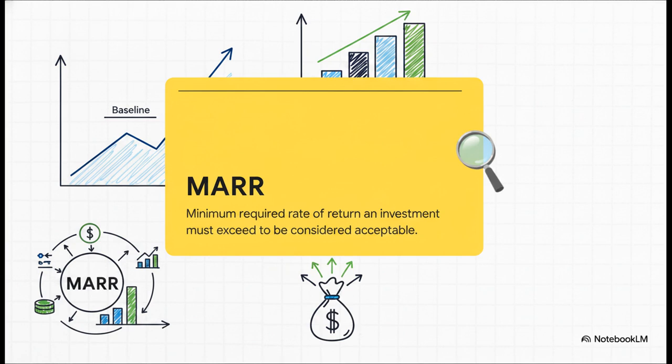Think of it like this. If you could easily, safely earn 6% interest in some other standard investment, well, that 6% becomes your baseline. It's your MAR. And because Walmart's 23% return absolutely demolished that 6% baseline, it was undeniably a fantastic project. Bottom line, your project's rate of return always has to beat your MAR.